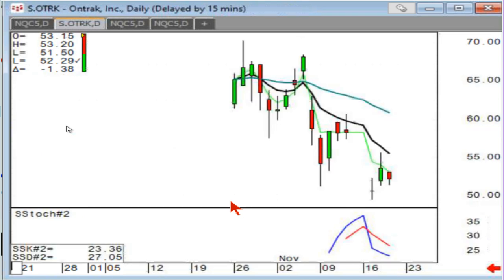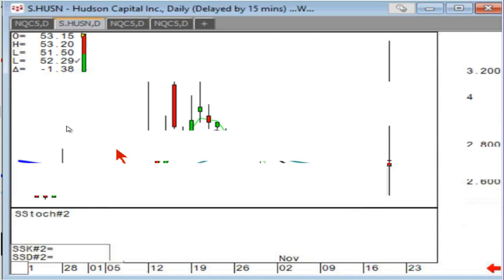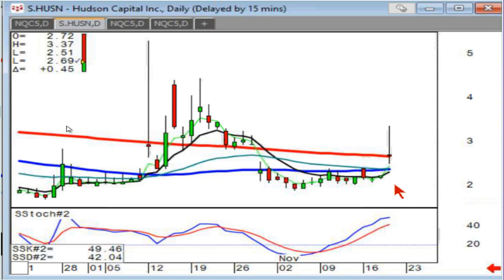And OTRK, not enough there, but right now, obviously, it's in a downtrend, Monty. HUSN, this one had something going on, but then you use the doji rule. If it trades positive, you can start buying, and if you start buying, you put your safety stop right here where it closed.